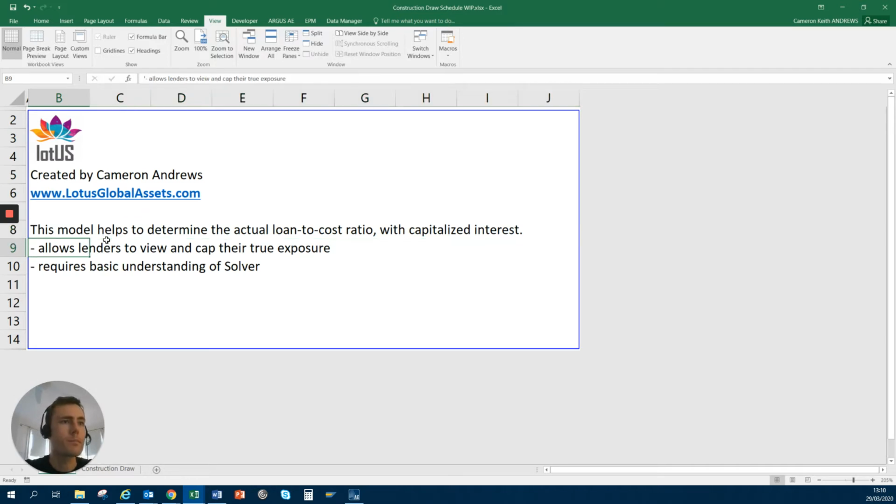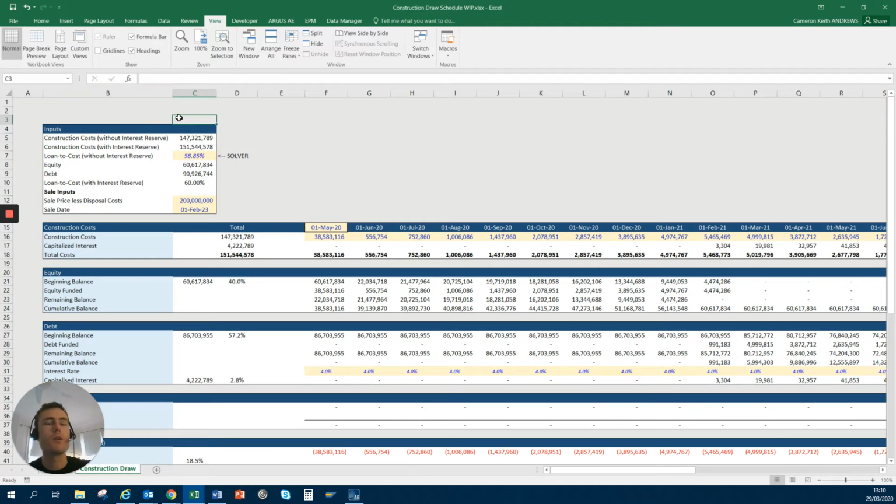So it is going to require just a really basic understanding of Solver as well, which I'll just quickly show you. It's literally a two-step process. And here we go.